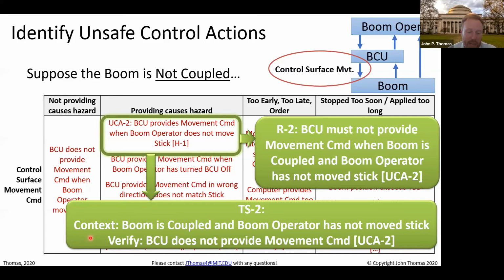The test case we get out of this, we want to set up a context where the boom is coupled and the boom operator does not move the stick, and we need to be verifying it every time we're in that context. The BCU does not provide the movement command. It comes right from UCA 2. We're verifying really with a test that UCA 2 is not being provided as far as we can see.